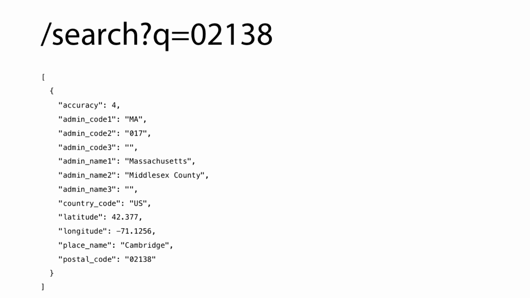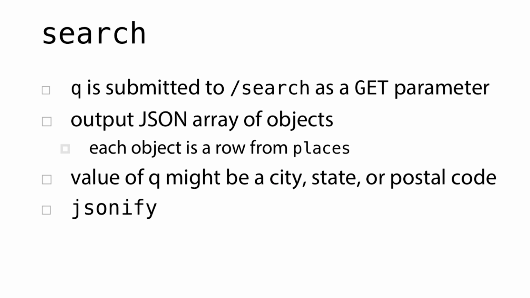Here you'll see that we get a JSON object of our place that we're looking for, the one that matched this parameter. So you'll see that q is submitted to search as a GET parameter, and it outputs a JSON array of objects where each object is going to be a row from the places SQL table. Now, the value of q might not be just a postal code. It could also be a city or a state. So make sure that back in your database schema that we decided before, it accounts for this so that you're able to search by city or state or postal code. Finally, remember to use jsonify in order to output the appropriate JSON array of objects.